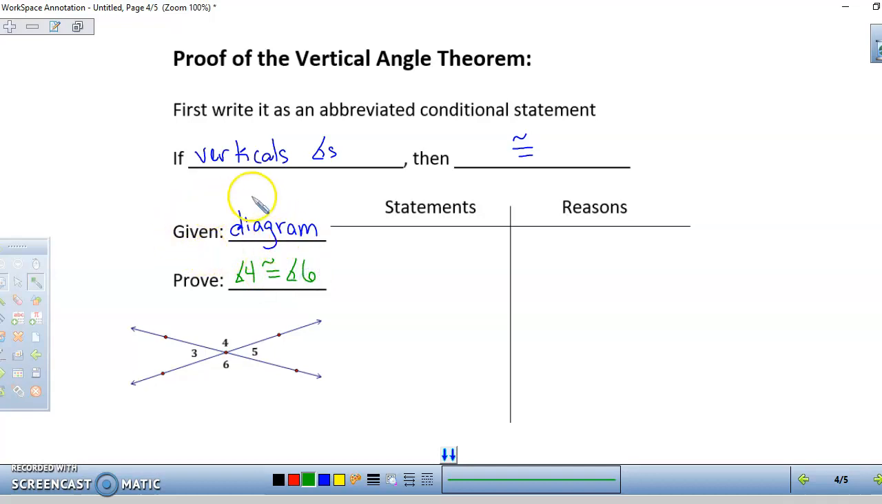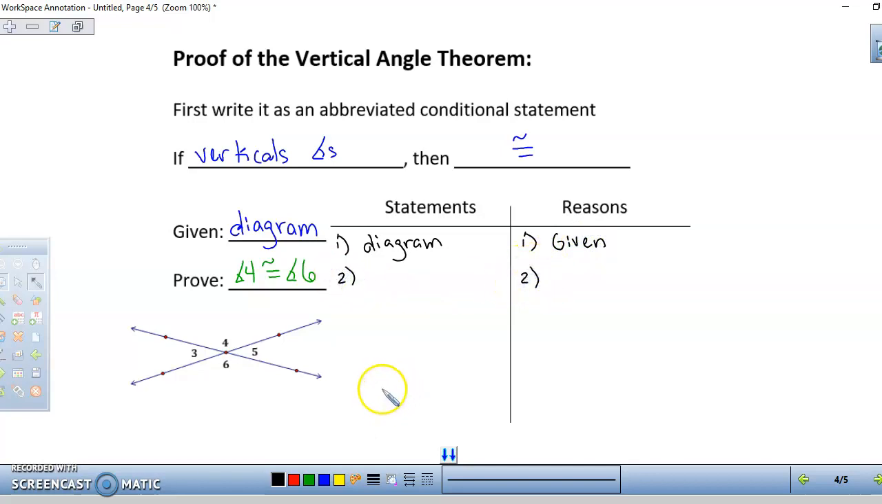Okay, so what you're given is the diagram, in this case the if. What you are proving is the then, which is that they are congruent. So first step in a proof is always what you're given. So we are given the diagram, and the first reason is always just the word given. So that's an easy start.